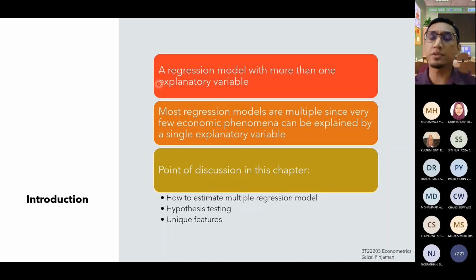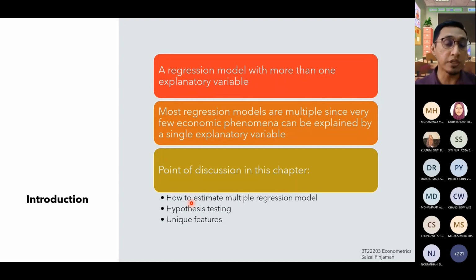So that's the reason when we wanted to analyze an economic phenomena, we cannot simply look into one independent variable or one explanatory variable. We have to take into account multiple explanatory variables. So in this chapter, there are a number of points of discussion. First is we will try to see how to estimate the multiple regression model. Of course, that's the most important thing for us to discuss today, to see how we can estimate the multiple regression model. Apart from that, we will also be discussing how to conduct the hypothesis testing.